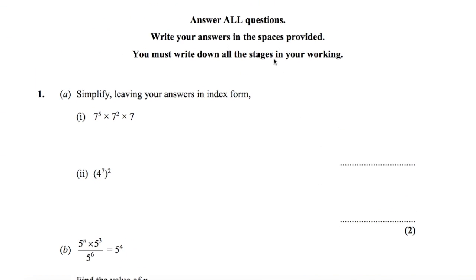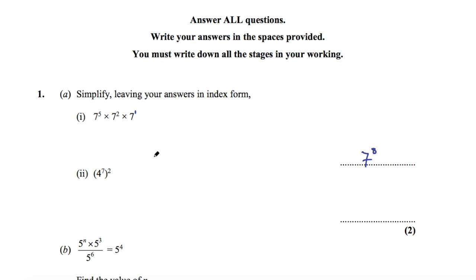Question 1 says, simplify, leaving your answers in index form. Part i says 7 to the power of 5 times 7 squared times 7. When you have the same base numbers, you can add the exponents. So here all we need to do is 5 plus 2 plus 1. Remember, when there's no exponent, you need to think there's a 1 there. So 5 plus 2 plus 1, that's 7 to the power of 8.